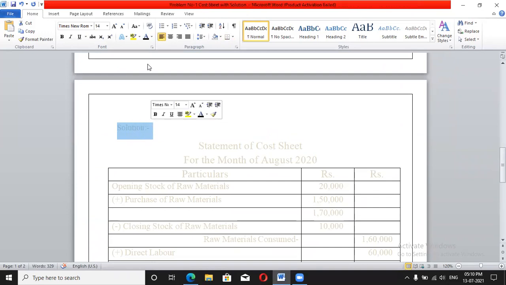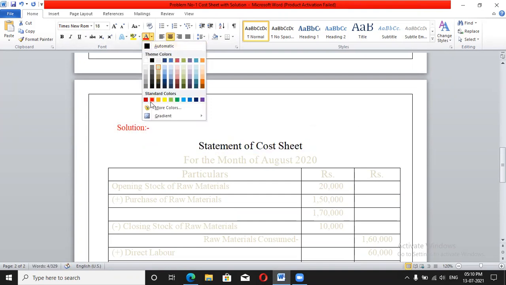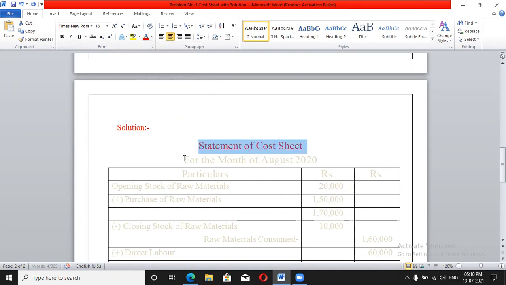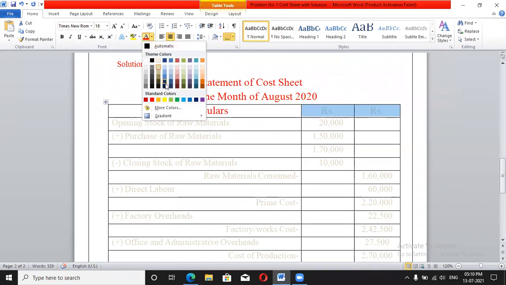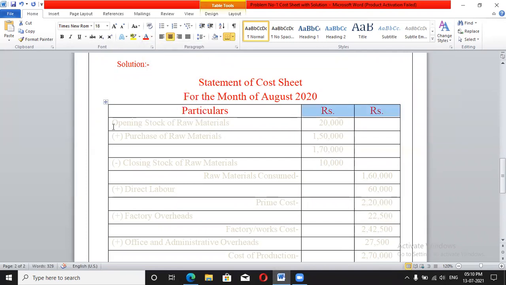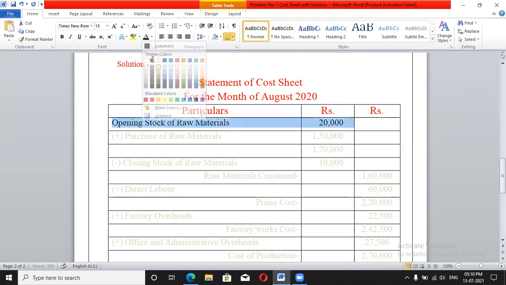Solution. In the middle we are going to write the statement of cost sheet for the month of August 2020. This is the first column, called particulars, and the second column is related to the amount. First we take the opening stock of raw material in our solution. In the inner column the amount is rupees 20,000.